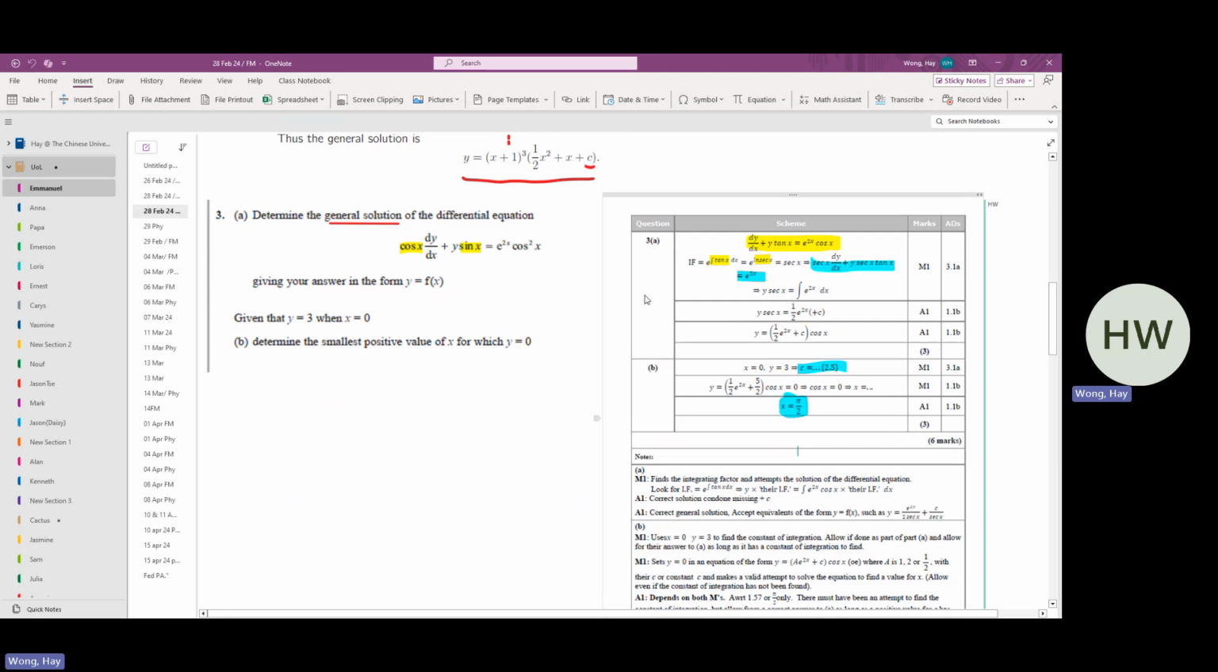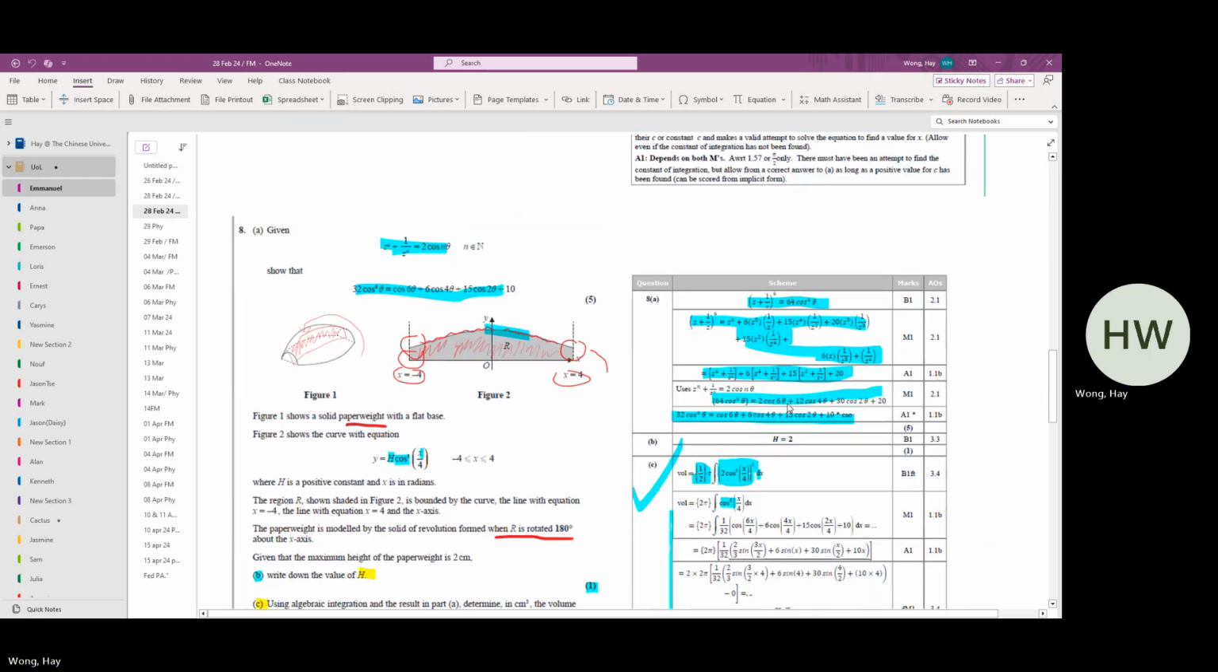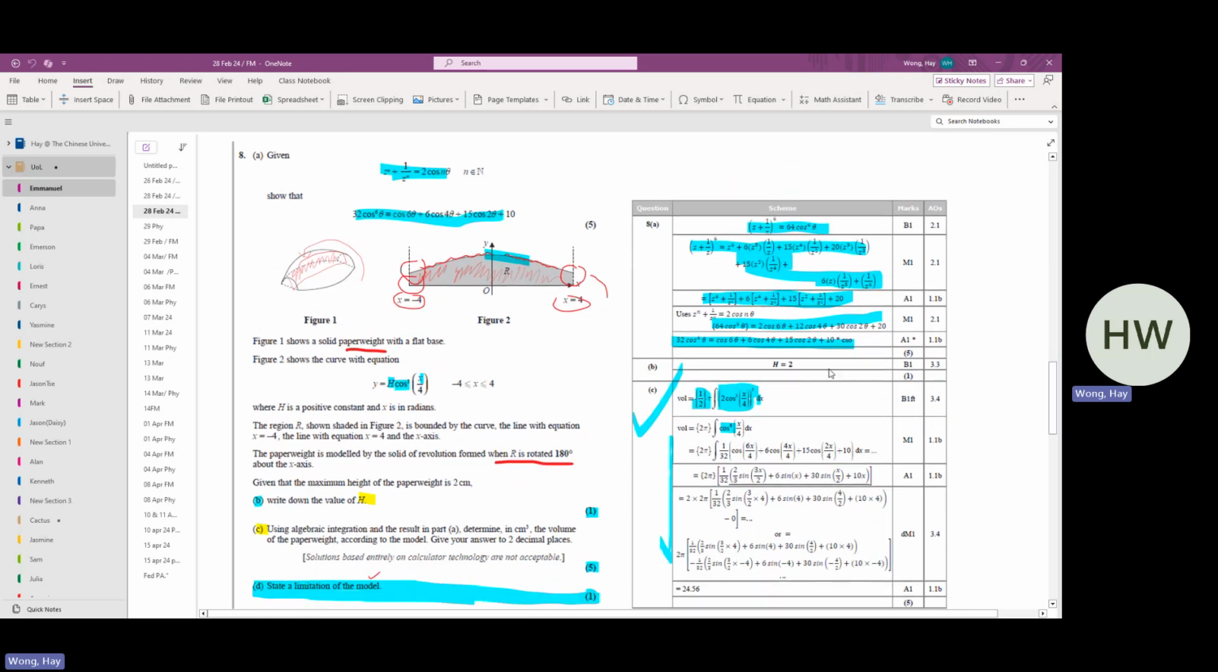So for the first part, you work out the integrating factor, looking at the left-hand side. And then after sorting that out, you look at the right-hand side and try to come up with the general solution. Once that is sorted out, part B will simply be plugging in the numbers to work out an answer.